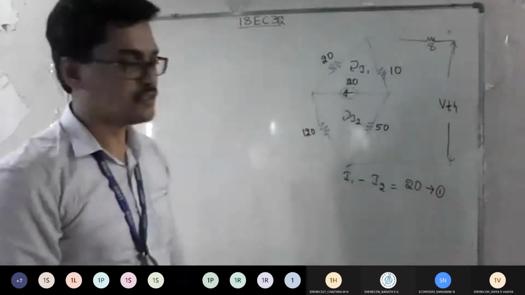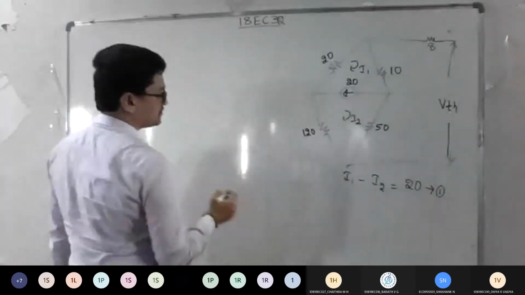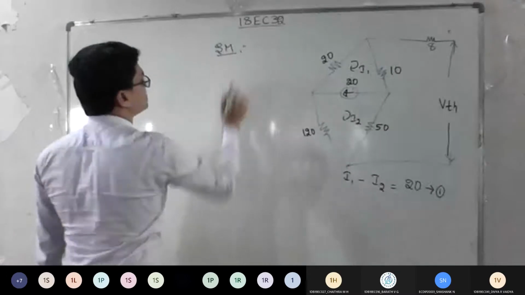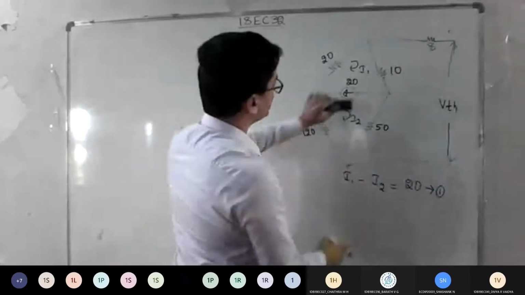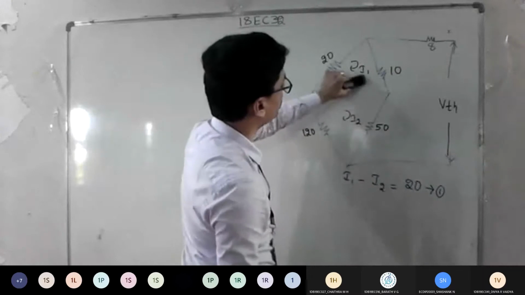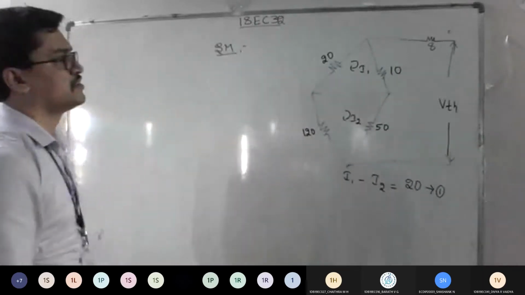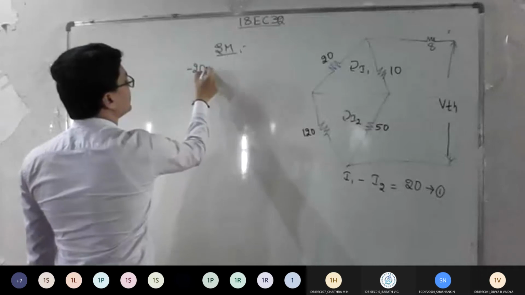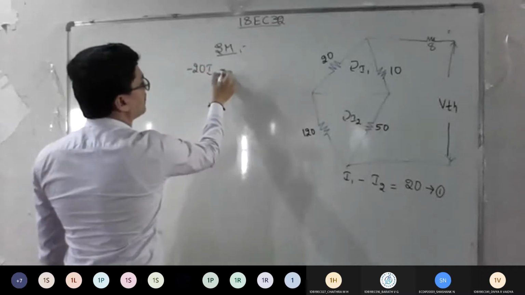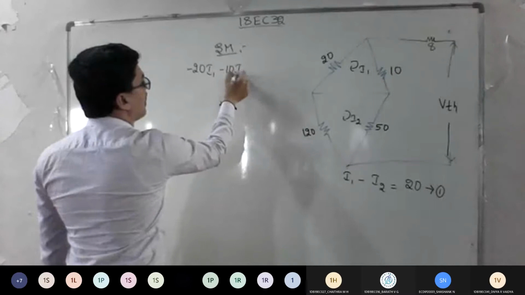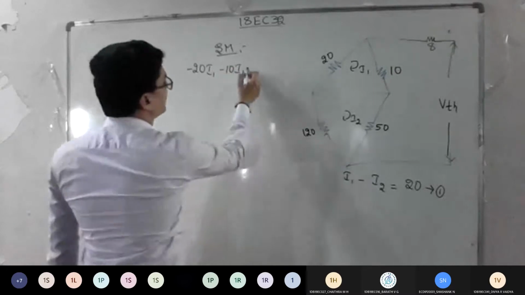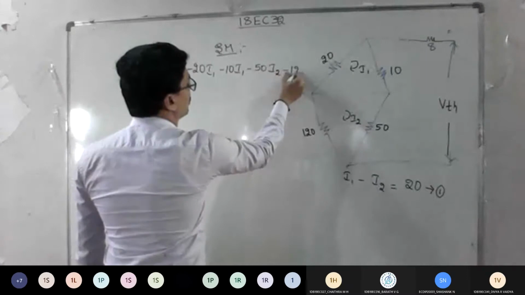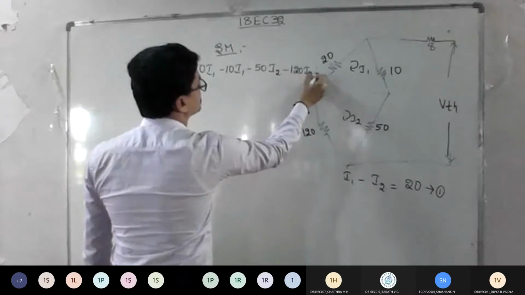Any doubts anyone with this? So apply your super mesh equation now. Let me write here. Super mesh equation. Once you write this, this is gone. This is going to be eliminated. So you can trace from here. It's minus 20 I1 again minus 10 I1, then minus 50 I2 and minus 120 I2 equal to 0.